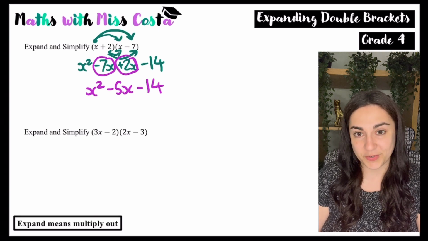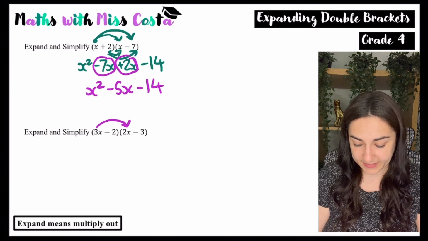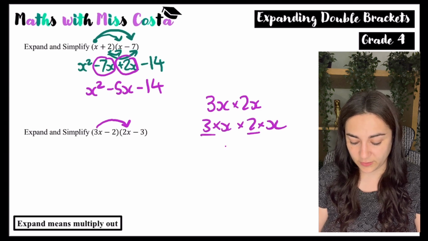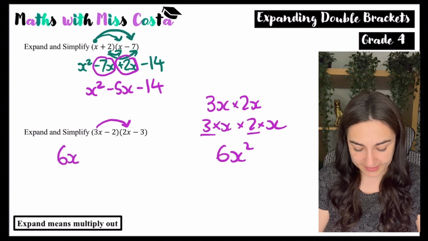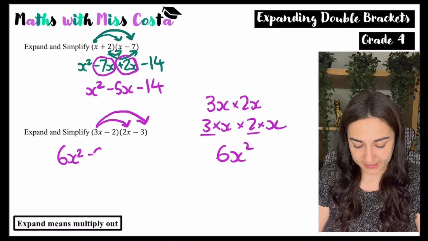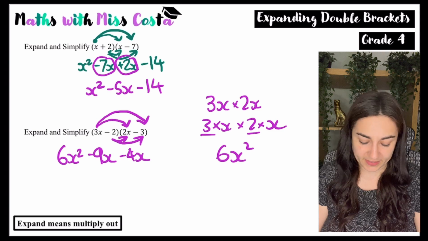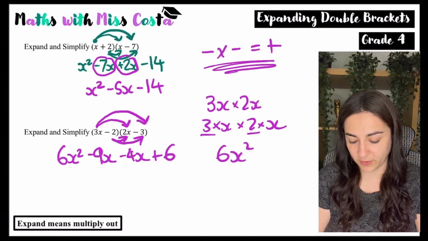Then it gets a little bit trickier because you've got a coefficient of x, but we do the same thing. 3x times 2x, and if you need to, you can just do working on the side just to help remind you. You do 3 times 2, which is 6, and x times x is x squared. So we'd get 6x squared, and then 3x times -3 is going to be -9x, minus 2 times 2x is going to be -4x, and -2 times -3 is going to give you +6. So remember, a negative times a negative gives you a positive.